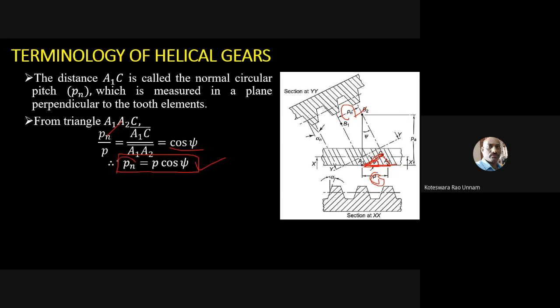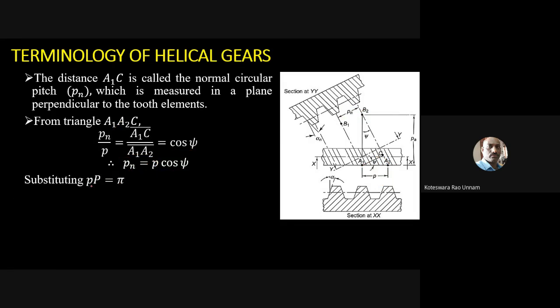So we use normal pitch. We are not going to use transverse pitch P. We will use normal pitch while converting this helical gear into an equivalent spur gear. So therefore we need to remember this formula, that is, we need to know the relation between normal pitch and transverse pitch.